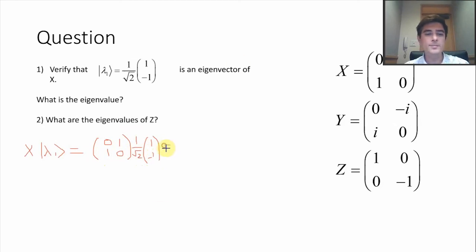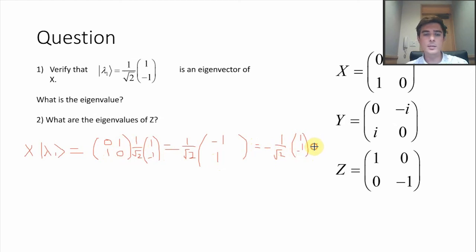Now we just have to do this matrix multiplication. Any time we've got this constant, we can just pull it out the front. It doesn't affect anything. Then we go through and do the matrix multiplication. Again, we've got this column, and then we multiply by this row. So it's 1 times 0 plus 1 times minus 1, that's minus 1. We multiply this column by this row, so that's 1 times 1 plus 0 times minus 1, so that's 1. And this thing is actually equal to minus of 1 over square root of 2, times 1, minus 1.